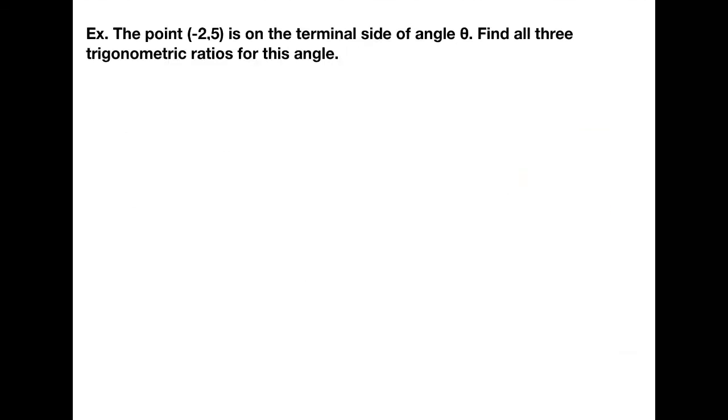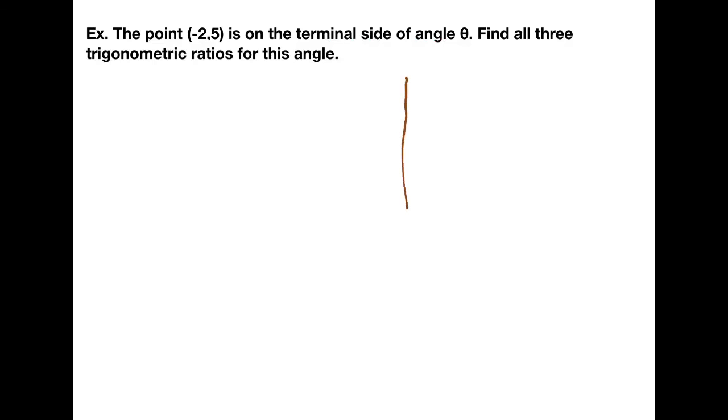Let's see an example for this. The point (-2, 5) is on the terminal side of an angle theta. Find all three trigonometric ratios for this angle. Let's draw a picture for ourselves and see what's going on here. It's not necessary to draw a picture, but it will help us see better what we have.